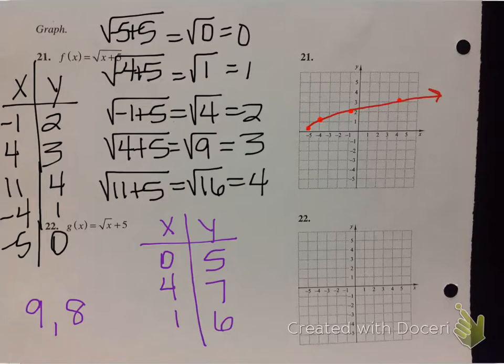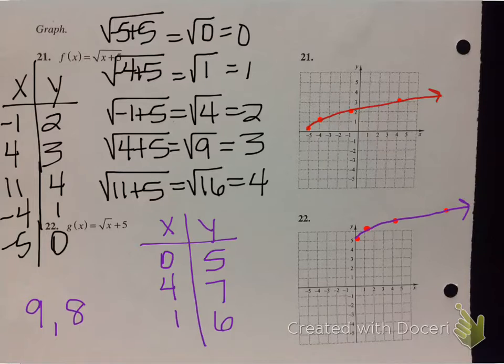So let's see here, 0, 5, 4, 7, and I'm off my coordinate plane, 1, 6, 9, 8, it's going to be kind of out here, and I have a gentle curve. Now you'll notice the curves are the same.